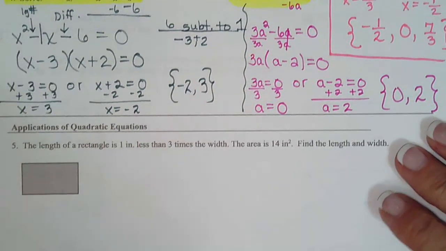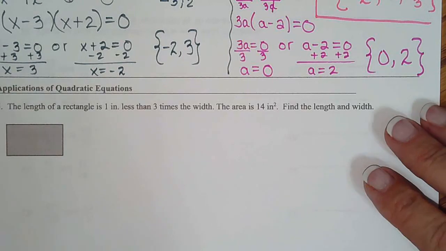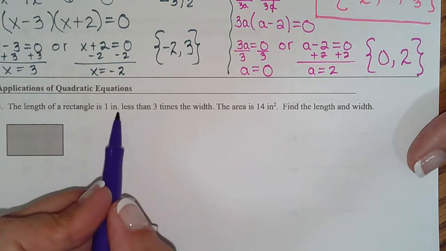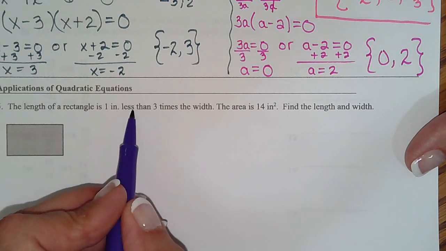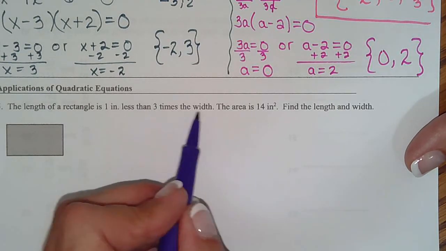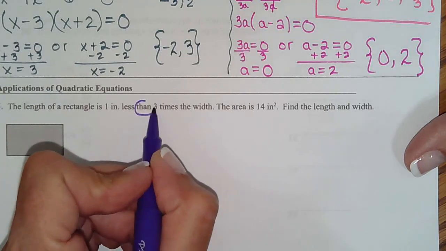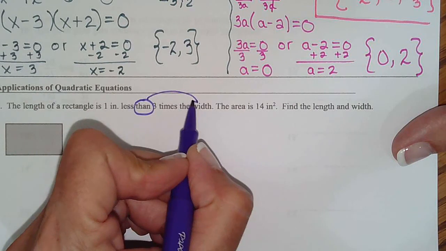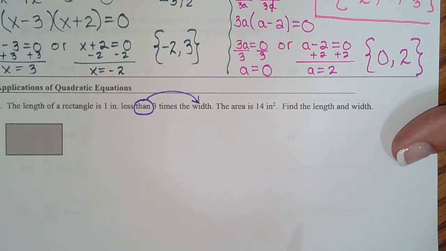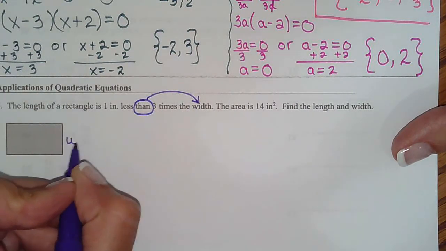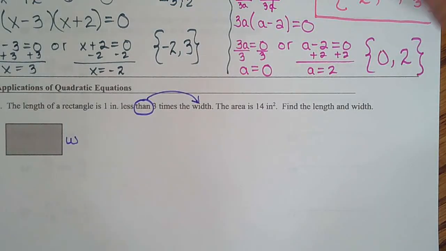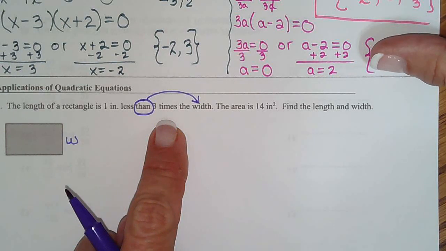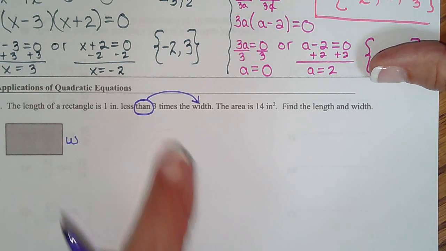Okay, we only have about 30 seconds, but we'll go ahead and start on this one and start labeling it. So the length of a rectangle is 1 inch less than 3 times the width. So I teach my 09 students, whenever you see the word than, whatever follows it is your x. So width is my x, but a better letter would be W. The length is 1 less than 3 times that.